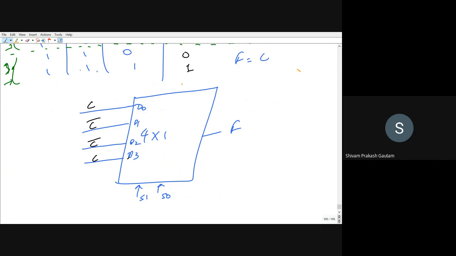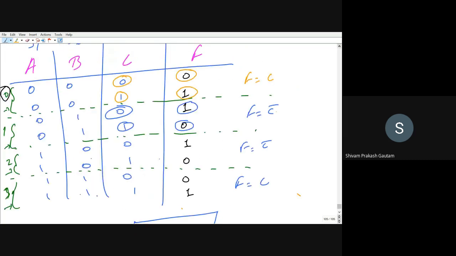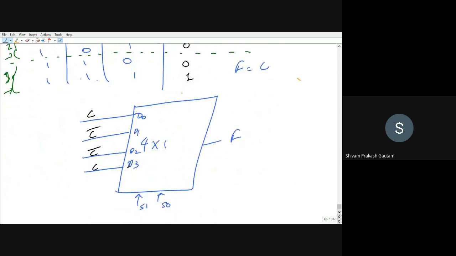Does anyone have any doubt in this problem? Just check. Either you can write the input like this, or you can have a C line here and a C bar line here, and you can provide a dedicated line to this. It will be better if you draw it in this way. Okay, so we will see the next problem.